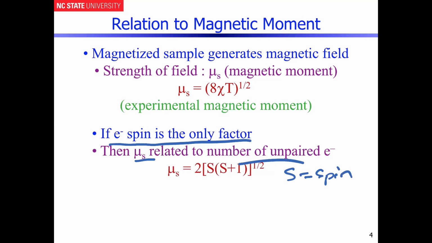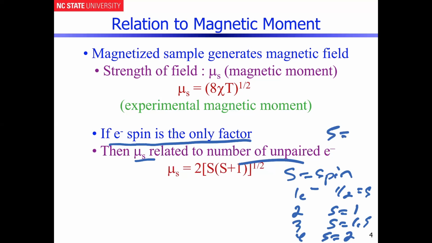So if you have one unpaired electron, the S is then 1/2. If you have two, S is then equal to 1. If you have 3, S is equal to 1.5. And if you have 4, S will be equal to 2. And then finally, I have to write it up here. If you have 5 unpaired electrons, the value of S would be equal to 2.5.